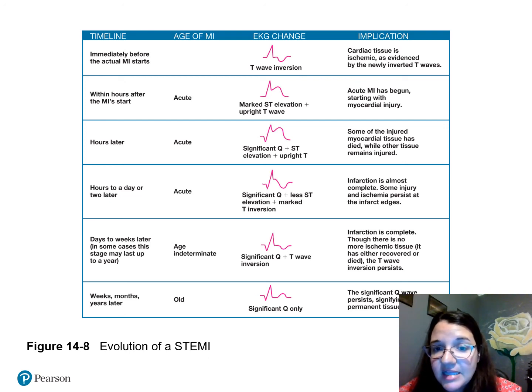Hours to days later, my T wave inverts with the ST elevation with the wide Q. I am age indeterminate when my ST elevation goes back to its normal position, but my T wave has remained inverted and my Q has remained wide. And then after that, weeks to months to years later, T wave is back to normal. ST elevation, if there is none, it's back to normal, but I still have that significant Q wave. So again, this is the evolution of a STEMI.